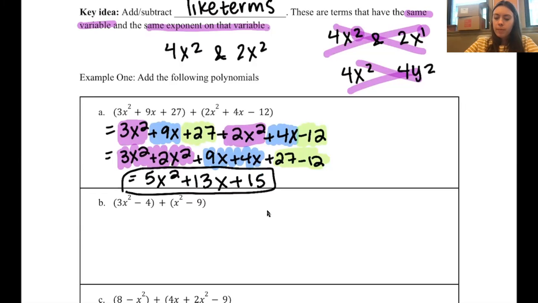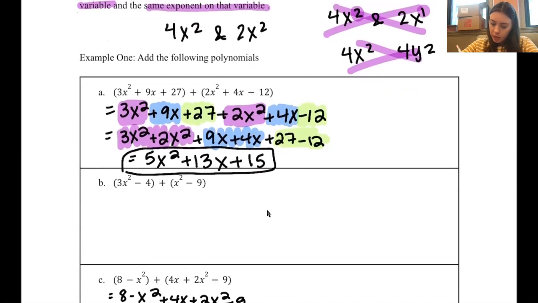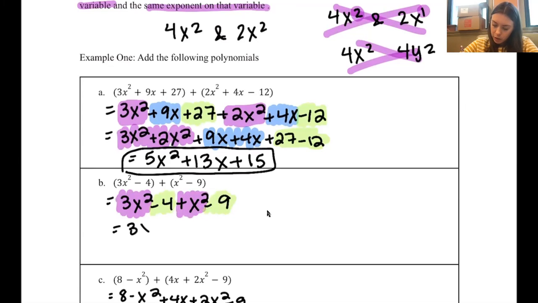Okay, I'm going to do the next one, and then we'll do two more together. So this one, same thing. I drop the parentheses because we just don't really need them. And I'll get 3x squared. Oops, I didn't drop the parentheses. 3x squared minus 4 plus x squared minus 9. So the x squareds go together, and then the constants go together. So I'll rewrite this as 3x squared plus x squared minus 4 minus 9.